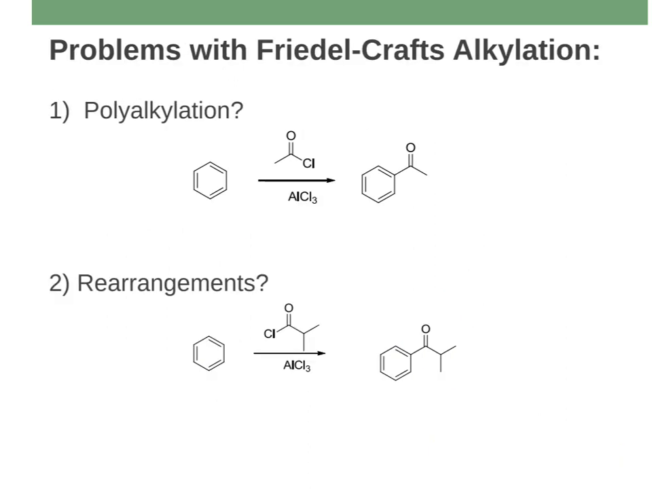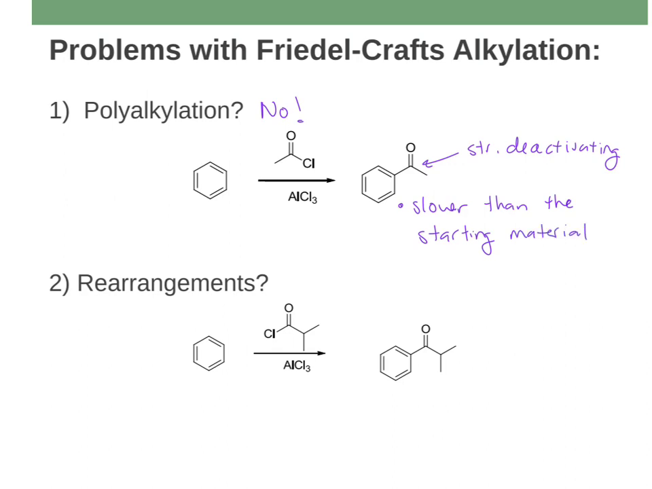So speaking of those problems, 1, will it polyalkylate? The answer, no. It's not going to polyalkylate. Why is it not going to polyalkylate? Because if you look at this group, this group is actually not a weak activating group. This is a strong deactivating group. It's a strong deactivator, which means this reacts slower than the starting material. Right, it's going to react slower than the starting material, so I don't have to worry about a polyacylation.